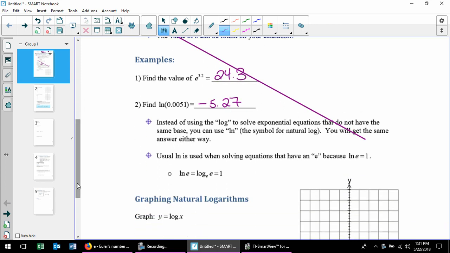Is it 2.8? You have to round it. If I have to, you can do decimal places, you round. Come on.